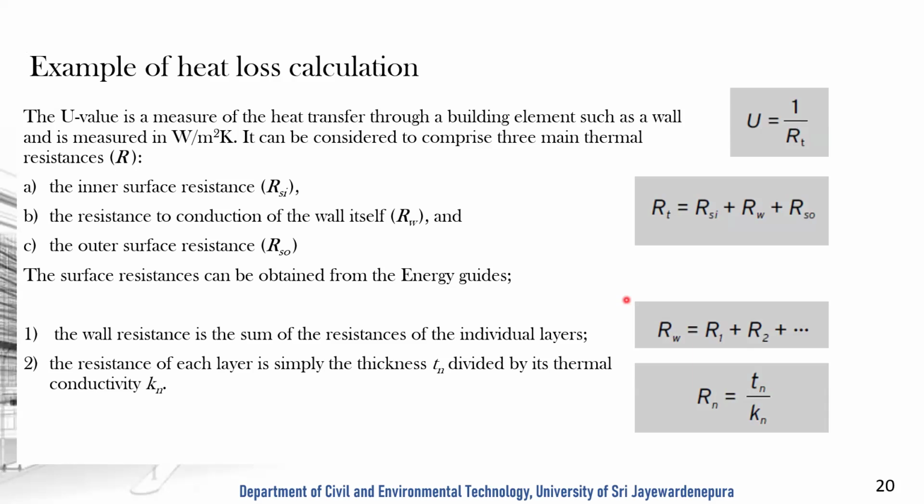During this session, I would like to discuss the calculation of heat loss. Heat loss is measured with the U value. The U value is a measure of heat transfer through a building element, let's say a wall. This example I have considered is the thermal resistance or insulation mechanism of a particular wall.